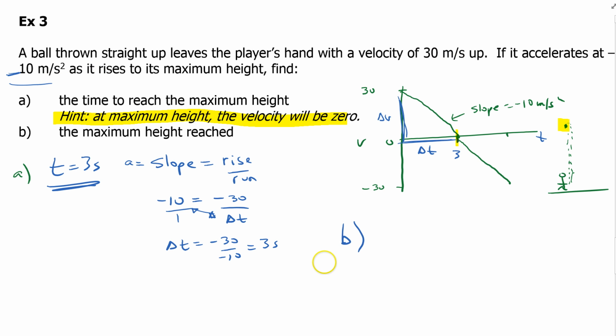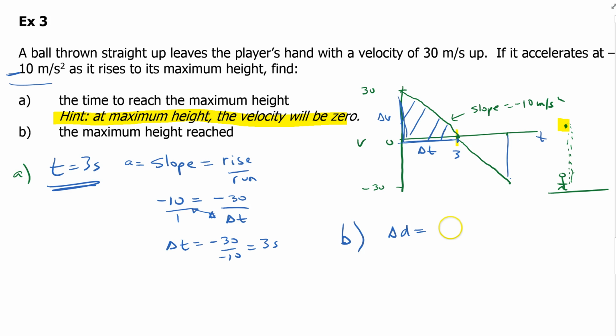B, what's the maximum height reached? So for the maximum height, we're only going to think about this interval of time. We're not even going to be thinking about this whole interval of time. When I drew this, I was thinking about the ball going up and the ball coming down again. So the interval of time that we want to consider would only be between 0 and 3 seconds. So the only area that we want is the area of that triangle. So the maximum height is a vertical displacement.